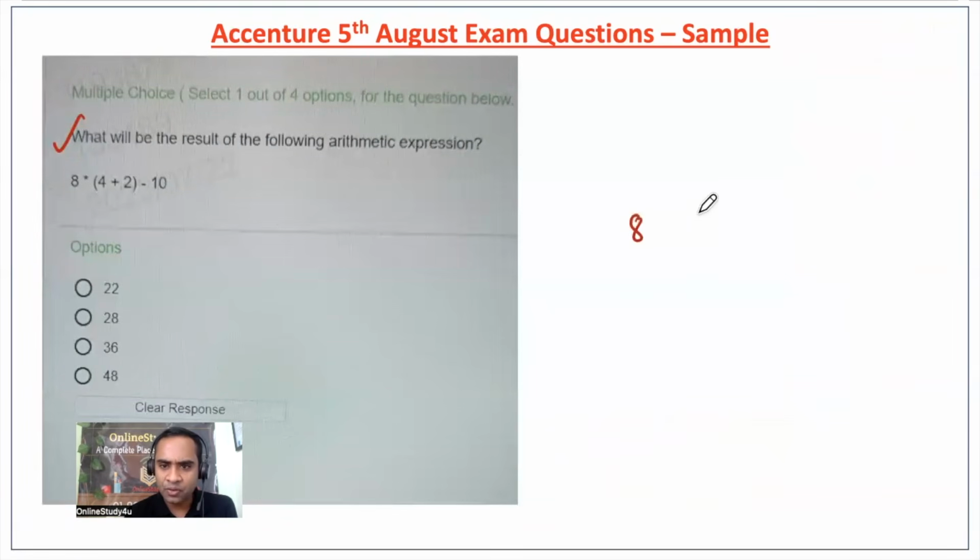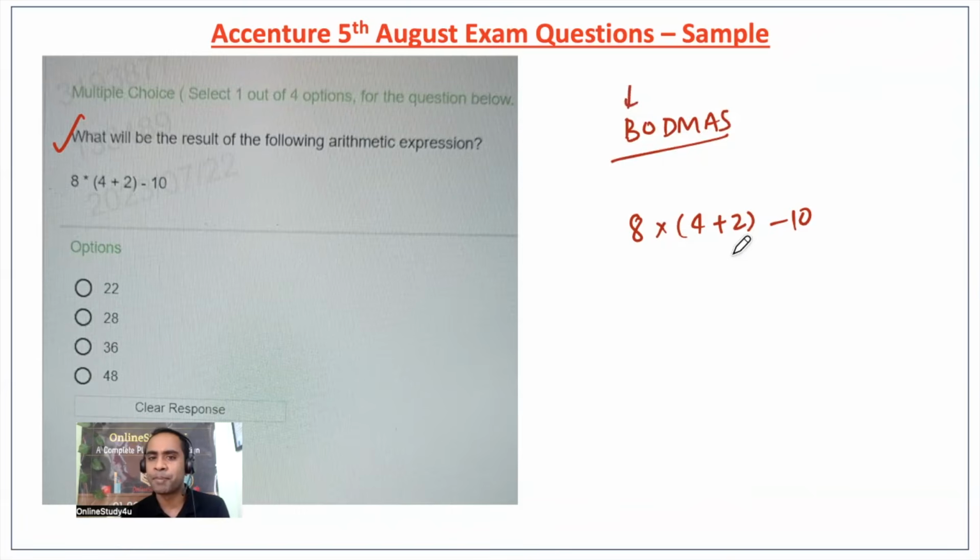So 8 into 4 plus 2 minus 10. So we have to use BODMAS. So friends, BODMAS says first you solve the bracket. Okay, so 4 plus 2 will be what? 6. Okay, 6 into 8 minus 10.